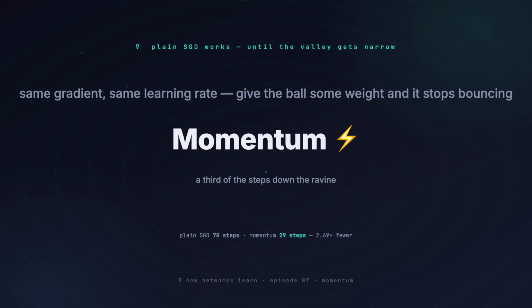Today you fix it with one idea you already know from physics. Give the ball some weight: momentum. Same gradient, same learning rate, a third of the steps.